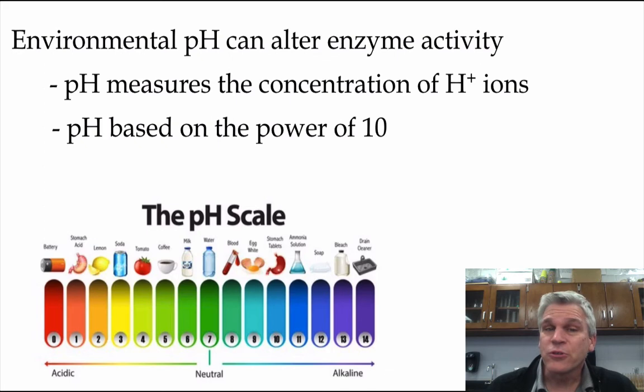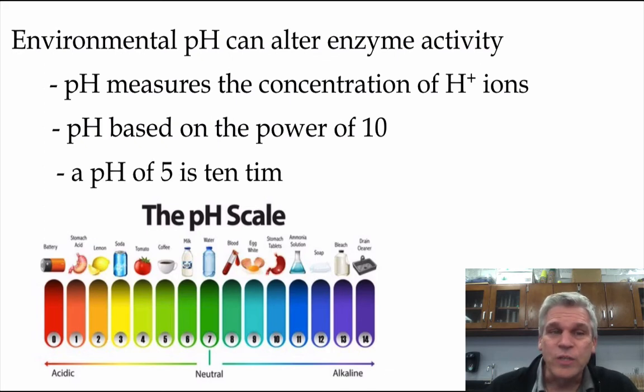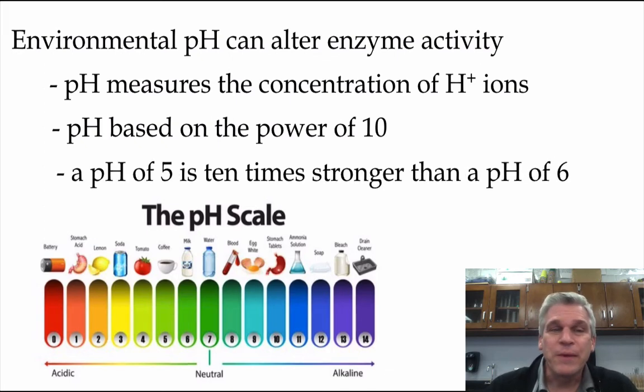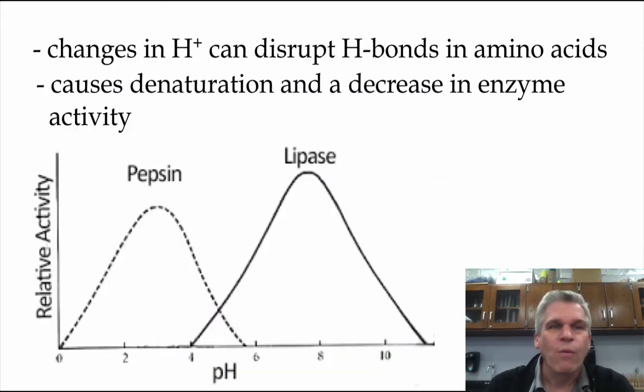Now remember, pH is also based on the power of 10, which means that an item with a pH of 5 is going to be 10 times a stronger acid than something at a pH of 6. So for instance, in this example here, coffee is at a pH of 5, milk is at a pH of 6. Coffee is 10 times a stronger acid than milk is. But what's happening? The hydrogen ions can actually disrupt the hydrogen bonds in amino acids.